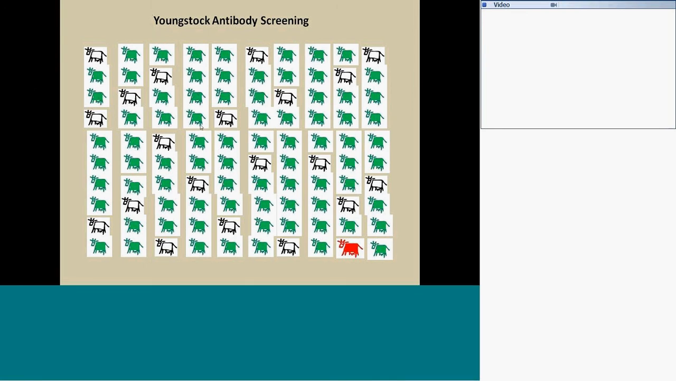So young stock antibody screening on a small number of animals, which will cost you about £40 in terms of lab tests, can give you an awful lot of information about the entire group of animals that you're dealing with. It doesn't tell you who the PI is, sorry, but it tells you that it's present and that you probably need to go and look for it.